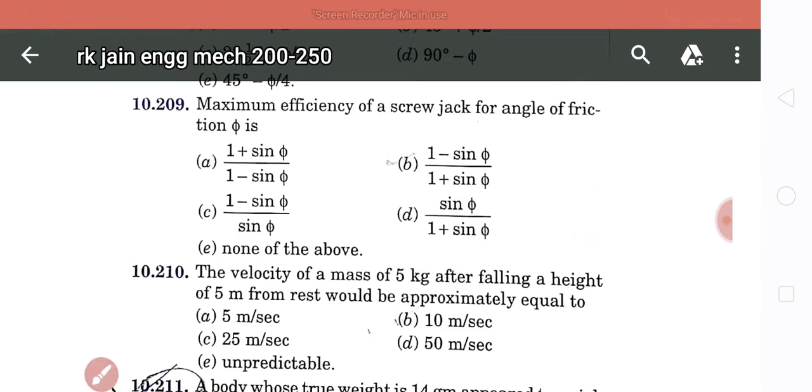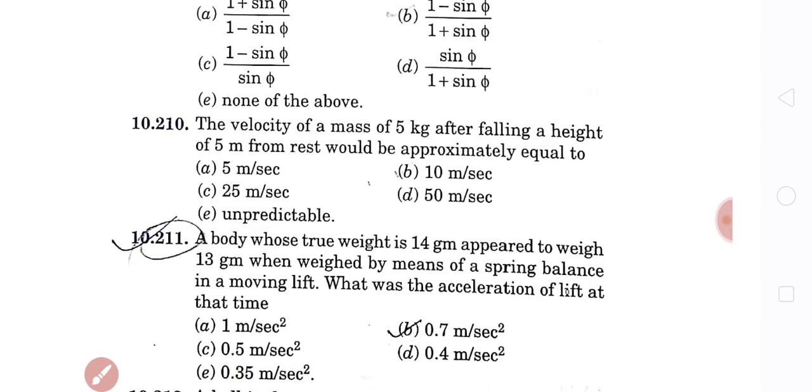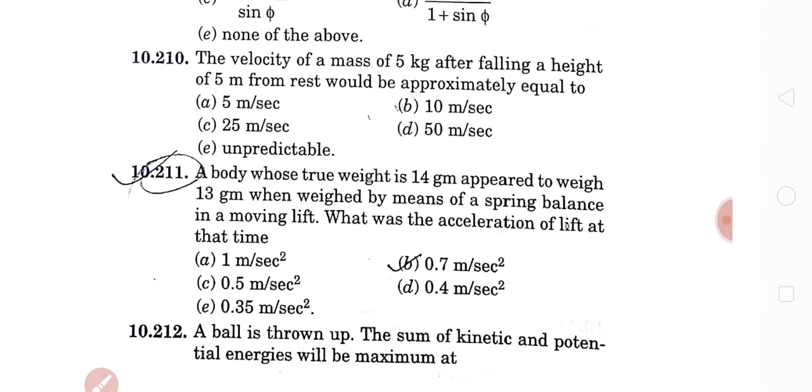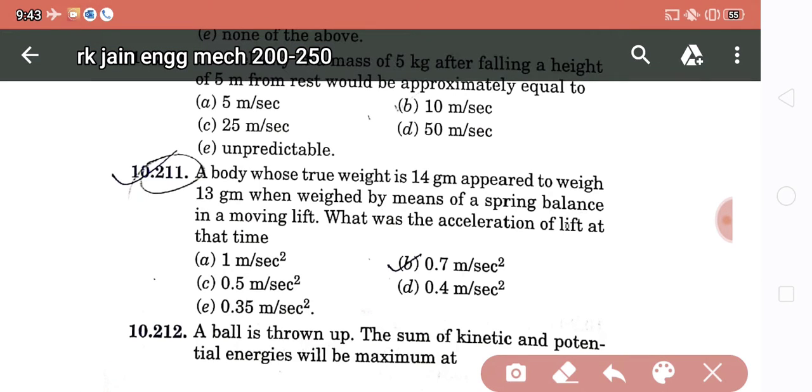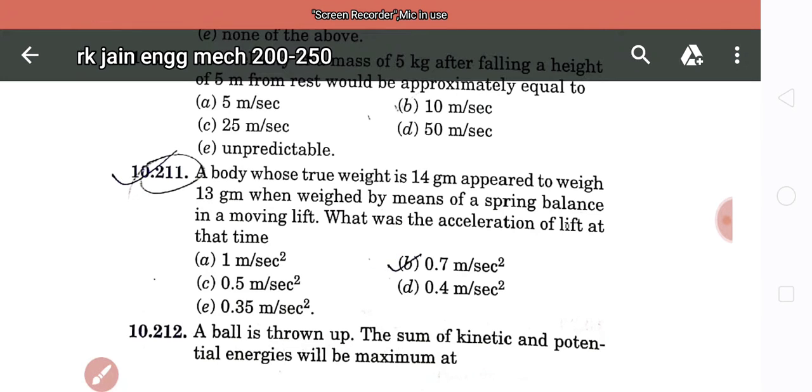B. Next question. A body whose true weight is 14 grams appeared to weigh 13 grams when weighed by means of a spring balance in a moving lift. What was the acceleration of lift at that time? Acceleration of lift at that time will be 0.7 meter per second square.